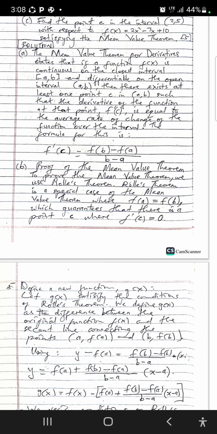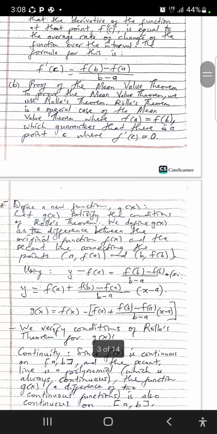Proof, that is part B now. Proof of the mean value theorem. To prove the mean value theorem, we use Rolle's theorem. There is another theorem which we call Rolle's theorem, and that is the one we are going to use to prove the mean value theorem.